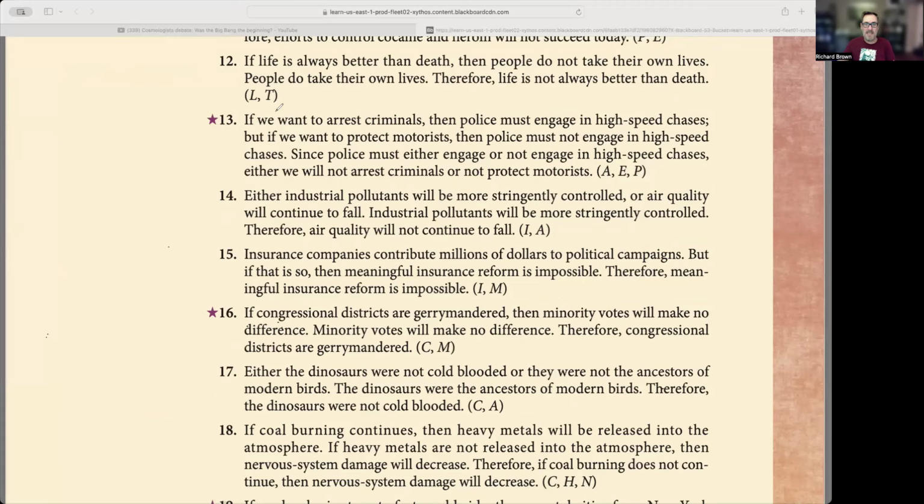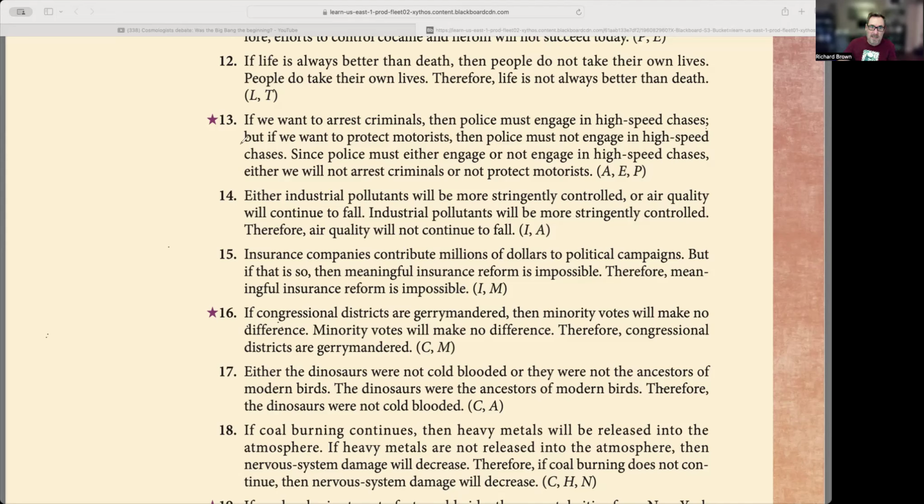Number 13 says, if we want to arrest criminals, then police must engage in high-speed chases. But if we want to protect motorists, then police must not engage in high-speed chases. Since police must either engage or not engage in high-speed chases, either we will not arrest criminals or not protect motorists. Okay, so this is following a similar pattern here.